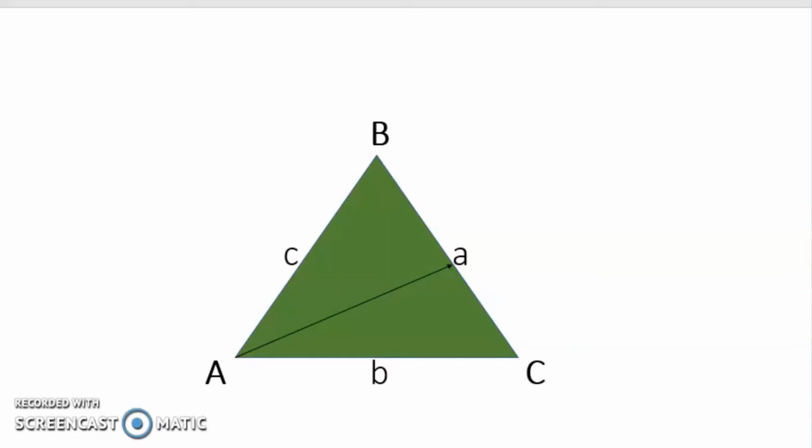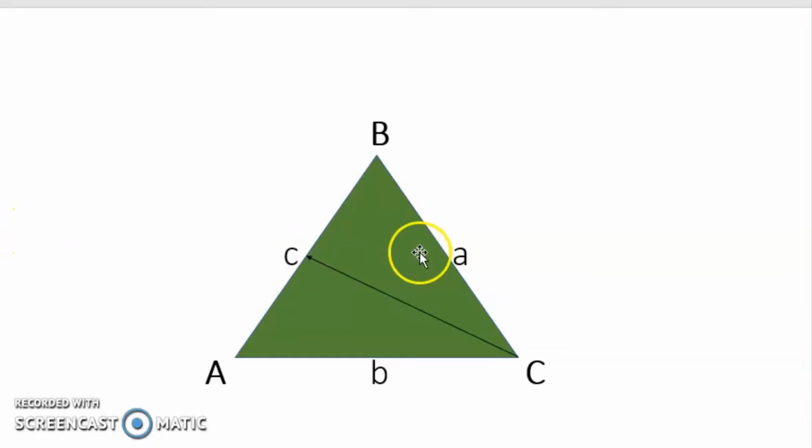Where angle A is facing is called small letter A, which is the side of A. Where angle B is facing is called small letter B, which is the side of B. And where angle C is facing is called small letter C, which is the side of C.